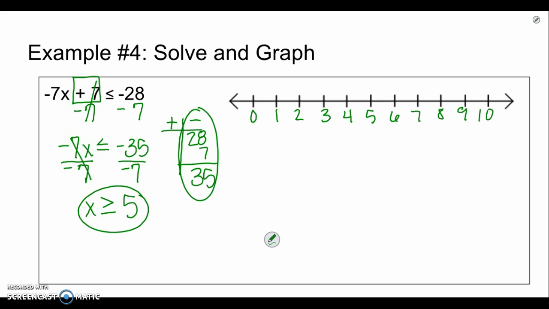We're going to have a closed circle because our solution set includes 5. And this time we're going to shade to the right because x is any number greater than or equal to 5.